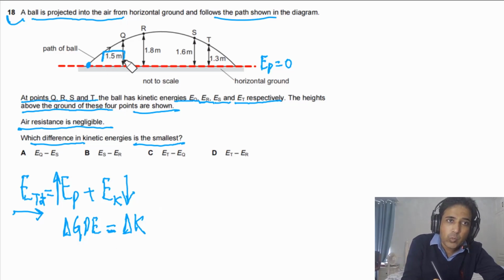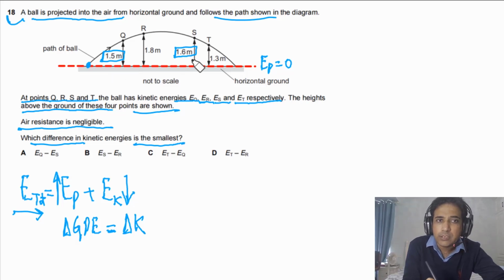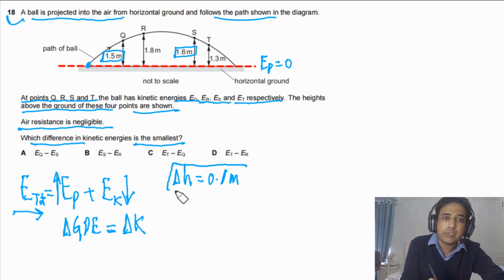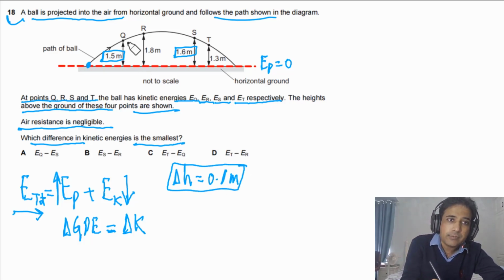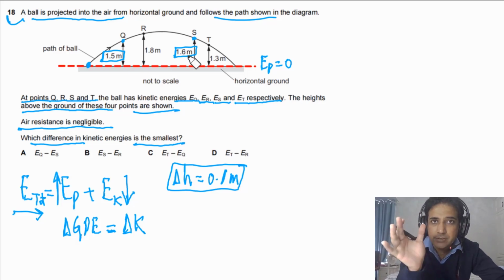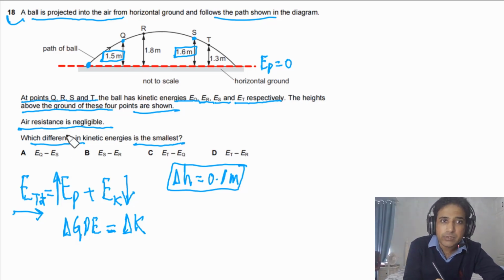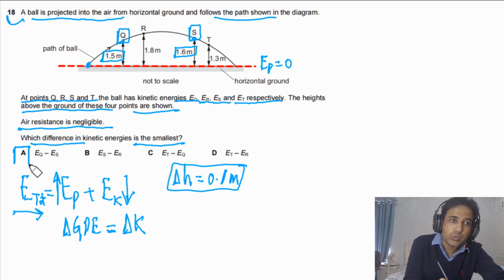This height is 1.5 and this height is 1.6. So what is the difference between these two heights? Delta H is equal to 0.1 meter, and this difference in height is the smallest. So the difference in kinetic energy between these two points is the smallest. The answer has to be EQ, ES. So we have EQ and this is E sub S. So the answer should be A.